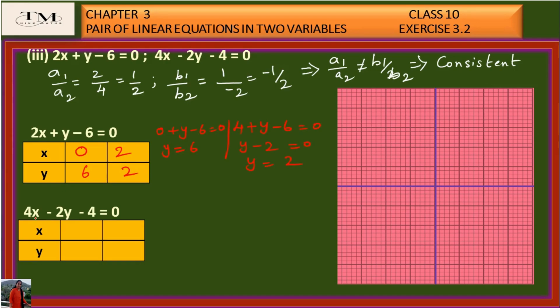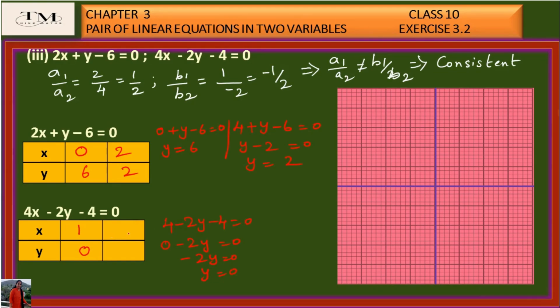Next equation, 4x minus 2y minus 4 equal to 0. I am going to substitute x is equal to 1. If we substitute x is equal to 1, 4 into 1, 4 minus 2y minus 4 equal to 0. So 4 minus 4 is 0. So 0 minus 2y equal to 0. This makes minus 2y equal to 0. So y is also 0.